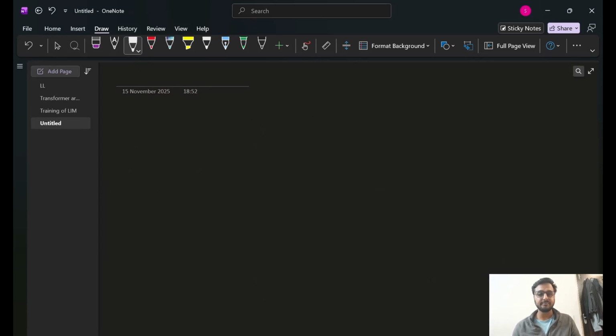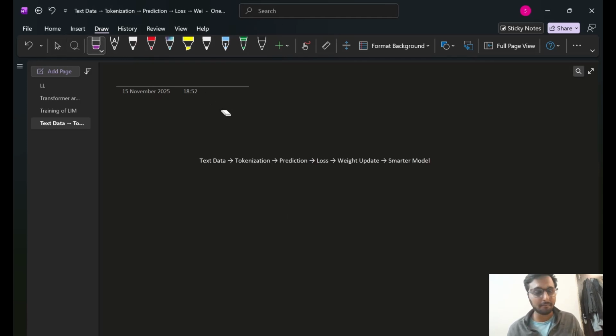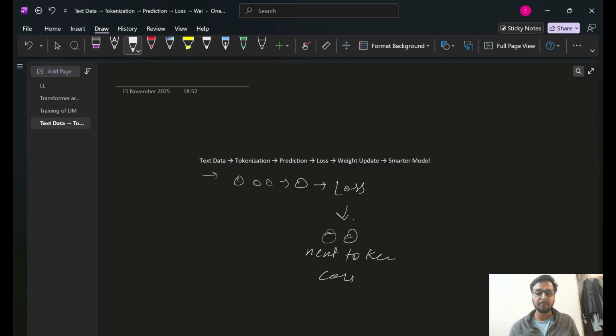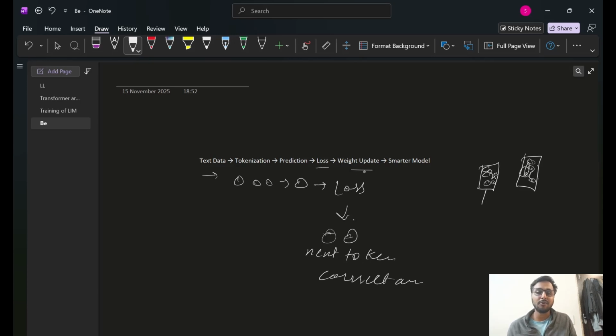Basically, let's take a diagram instead so that you can better understand. This is exactly what is happening while creating these models. Here we have text data, then we do tokenization, then we predict the next token, then we compute loss. We check our next token with the correct answer and compute loss. If our next token is wrong, then weight updates happen. Inside our encoder decoder block there are parameters, so after calculating loss, we update our parameters so that our model becomes smarter.